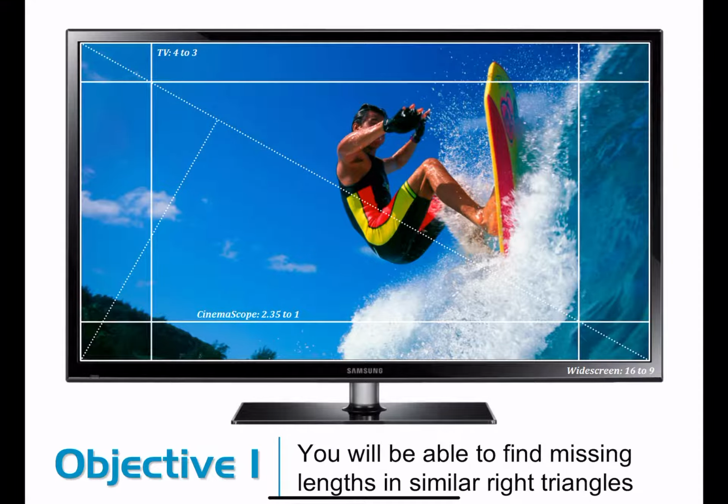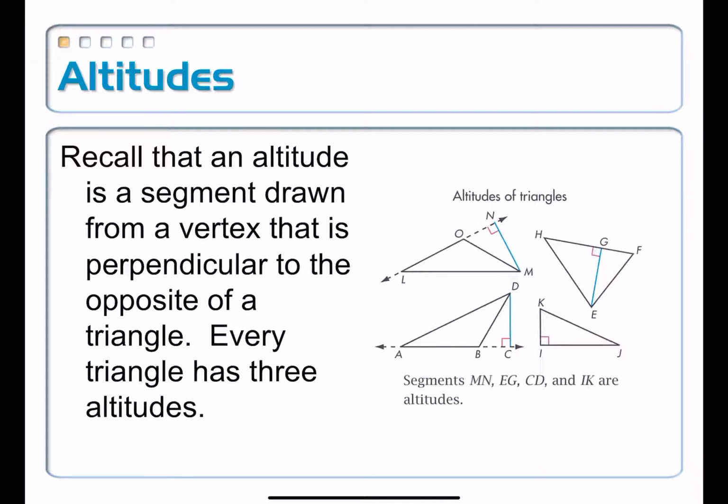All right, so then, speaking of altitudes, let's review just a little piece. An altitude is a segment that's drawn from a vertex, and it has to be perpendicular to the opposite side of the triangle. Every single triangle would always have three of these altitudes. The word altitude is associated with the height of that triangle. Height and a base of a triangle, of course, have to make a right angle.